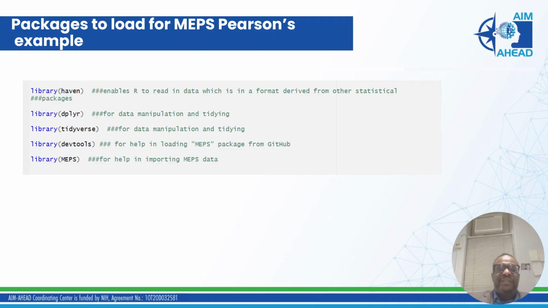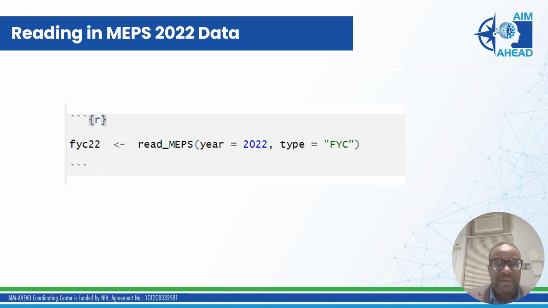So many of the packages that we will be using in this session may be familiar to you by now. These include the haven package, and then also the MEPS package to import MEPS data. So we can import the data in our RStudio using the read_MEPS function. We can specify the year, which is in this case 2022, with the year command, and we select the type of data file with the type command. In this example, we specify FYC, which stands for the full year consolidated data file.